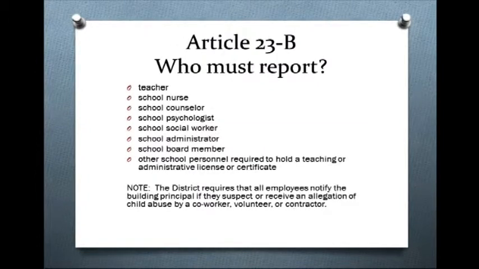Let's talk about the education law first. Article 23B requires that all school personnel who hold a teaching or administrative certification or other professional license must report child abuse in an educational setting. You should note that the district requires that all employees notify the building principal if they suspect or receive an allegation of child abuse by a coworker, volunteer, or contractor, regardless of whether they're required to report under the law.